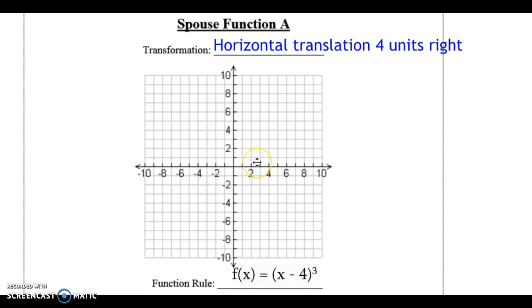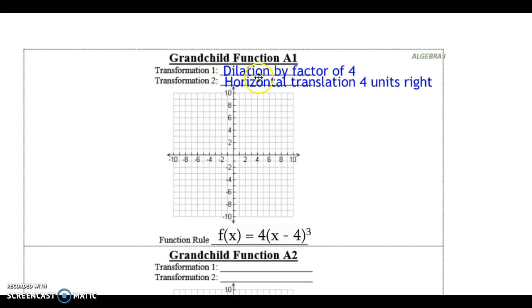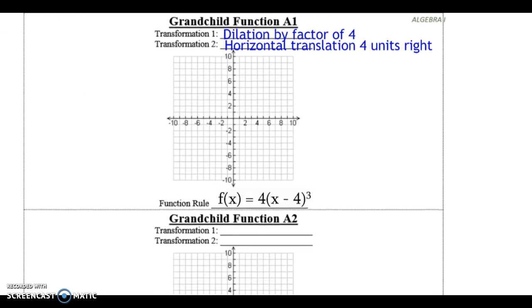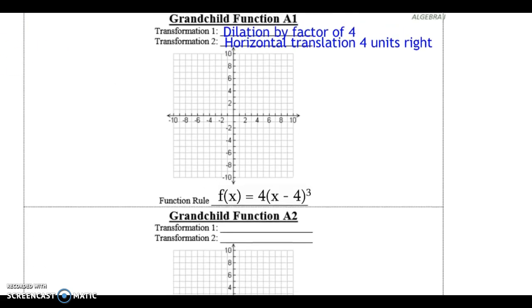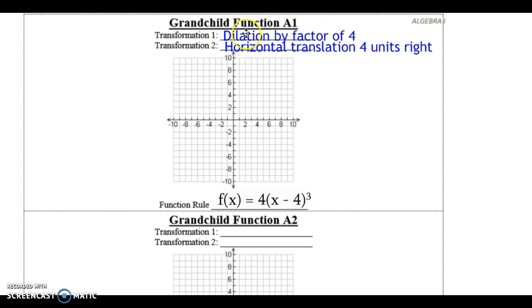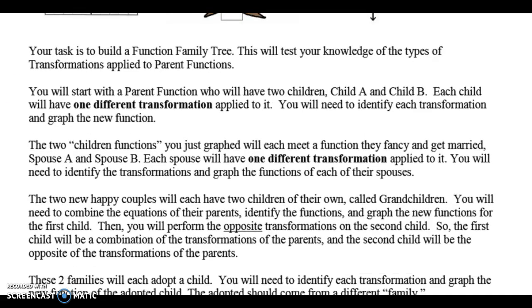Now for grandchild function A1, it would have a combination of both of the transformations. So it would be written like this. So you can see that in grandchild function A1, we've described the transformation verbally, and then the second transformation verbally, and then we've put them both together into the function rule. Now for grandchild function A2, we know all of the transformations for grandchild function A1, which is a dilation by factor 4 and a horizontal translation 4 units right. It says in the directions that we're supposed to use the opposites of those transformations.